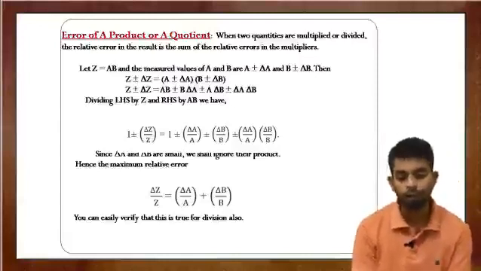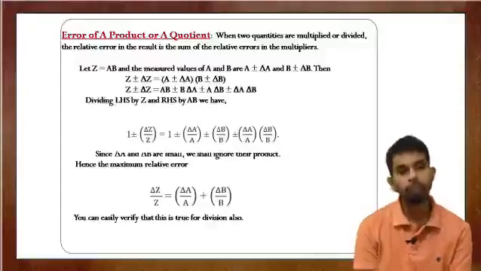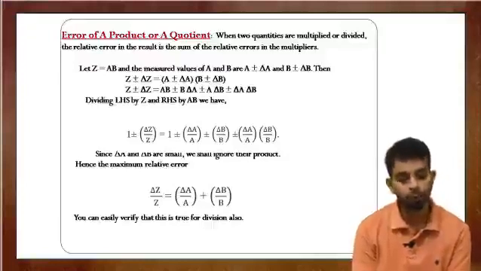Now, error of a product or a quotient. When two quantities are multiplied or divided, the relative error in the result is the sum of the relative errors in the multiplier. So let Z be a product of two quantities, one is A and another one is B.